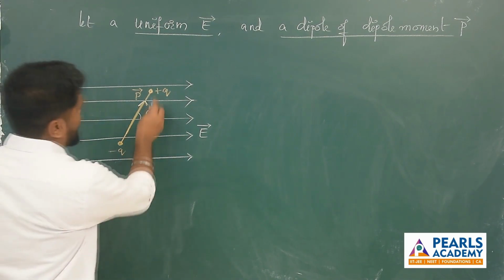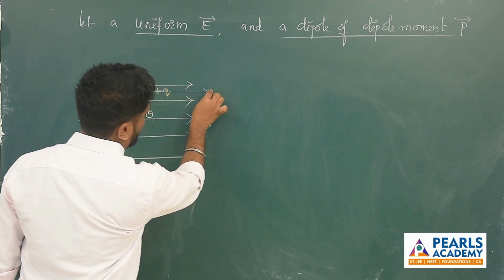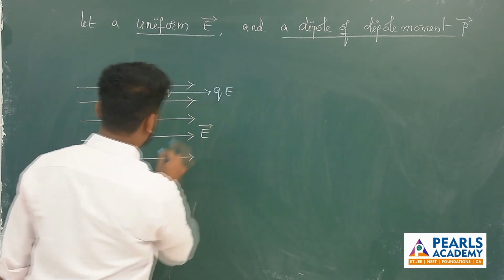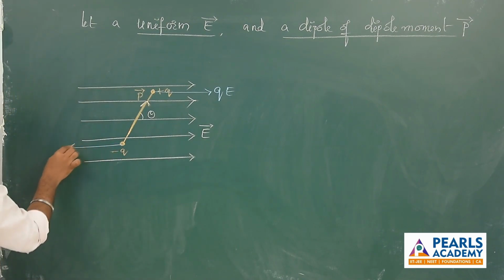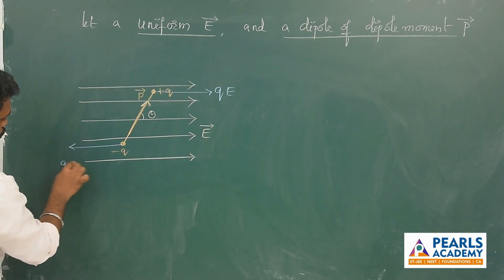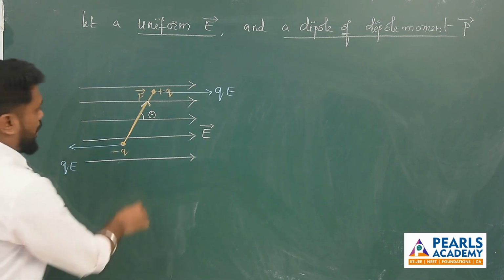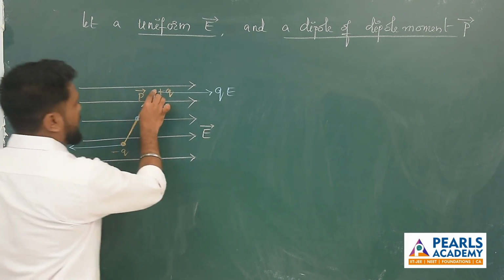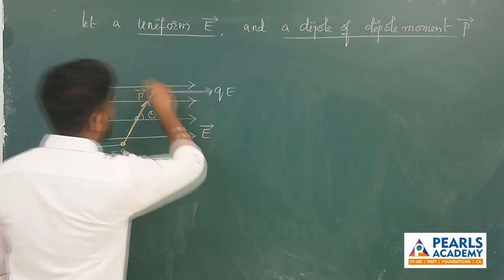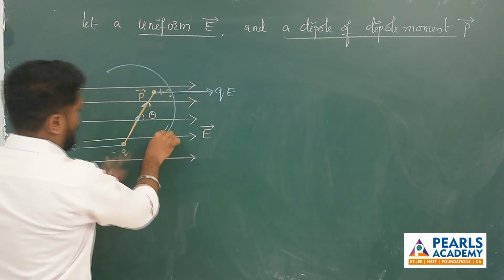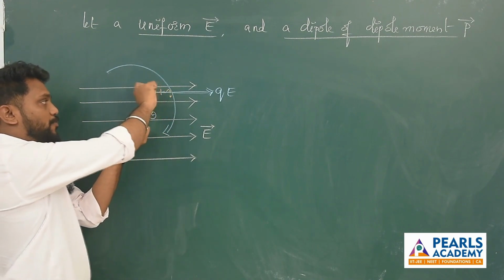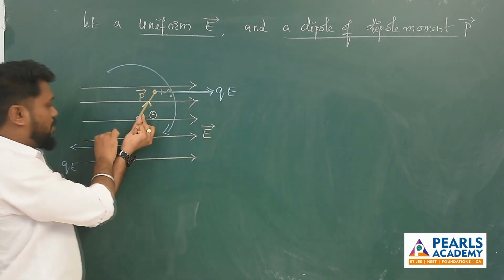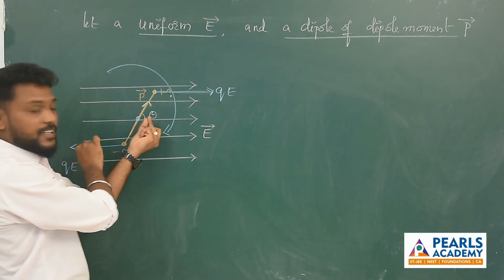Now, the force experienced by this positive charge due to the external electric field is QE towards right, and this negative charge is QE towards left. If it is fixed at its center, then it will be having tendency to rotate like this. Because it is fixed here, when we apply some force at this point, this force will try to rotate it in clockwise direction, and this force also will try to rotate it in clockwise direction.